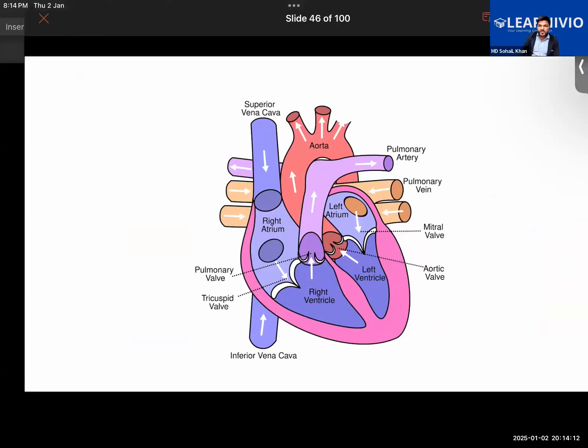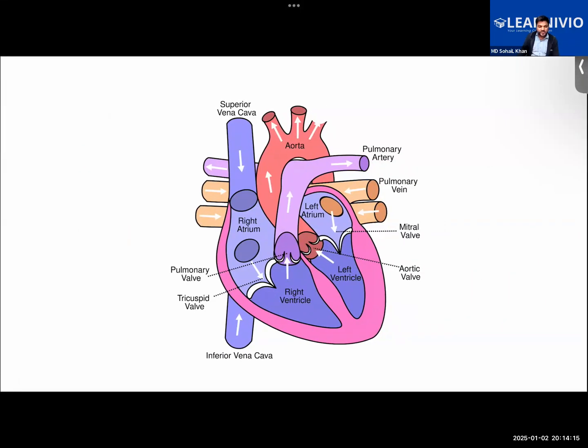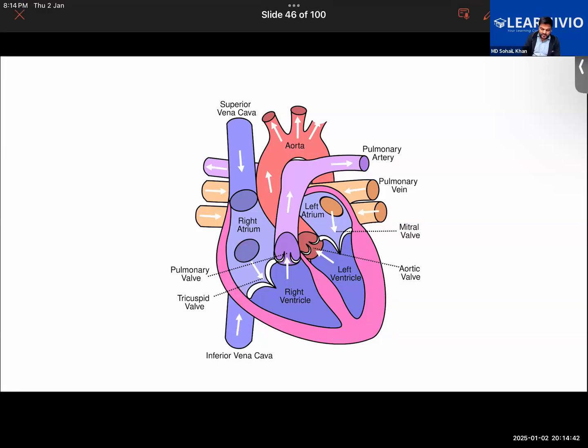So first of all, the blood from the different parts of the body, from the different organs of the body, will be brought via the superior vena cava and the inferior vena cava. Basically, these are the vena cava. This one brings the blood from the upper part of the body, and this vena cava brings the blood from the lower part of the body. Getting it now? And all that blood goes into the right atrium. So what kind of blood is brought to the right atrium? Deoxygenated blood is being brought. Getting it?